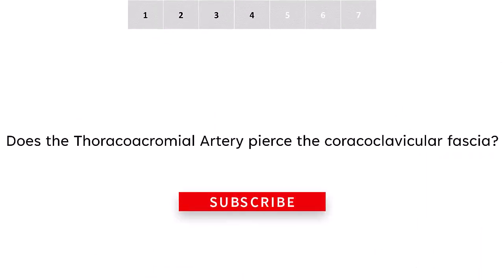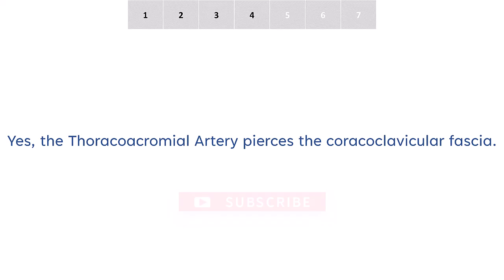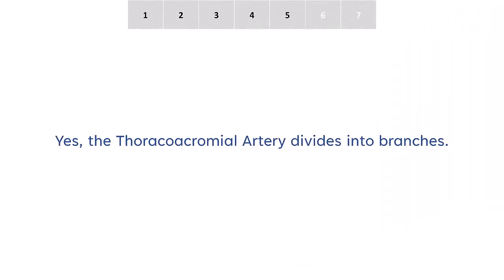Does the thoracoacromial artery pierce the coracoclavicular fascia? Yes, the thoracoacromial artery pierces the coracoclavicular fascia. Does the thoracoacromial artery divide into branches? Yes, the thoracoacromial artery divides into branches.